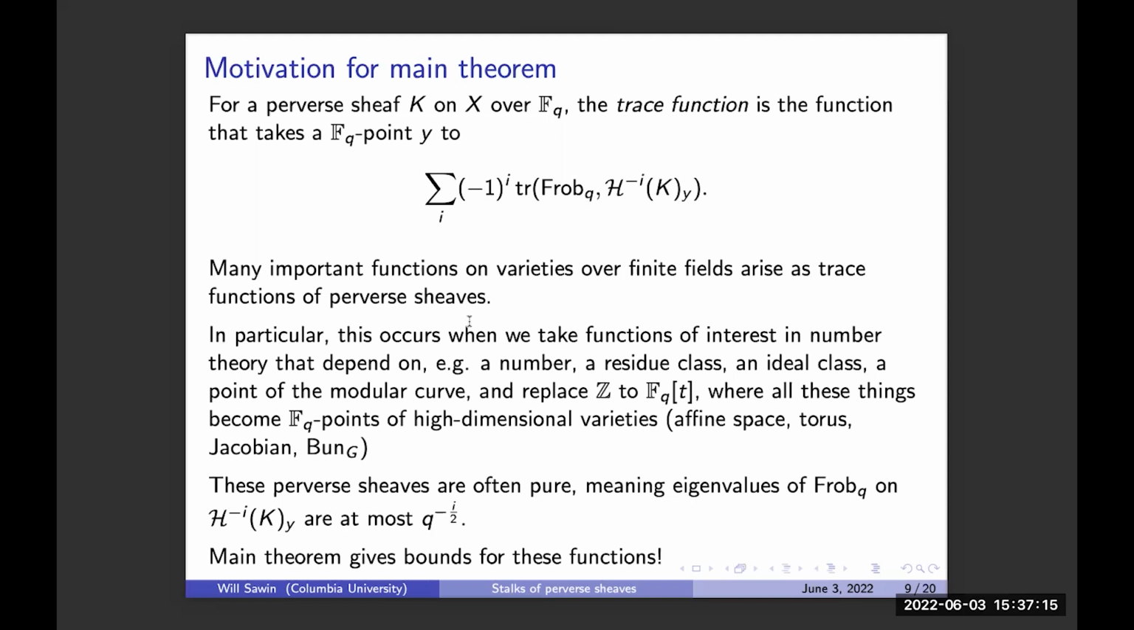So a lot of times we can take functions of interest in number theory that depend on, say, a number or some other kind of arithmetic object. And we can consider analogous functions where we replace all notions of integers with polynomials over a finite field in one variable. And then when we do that, an arithmetic object like a number becomes a geometric object like a polynomial that's parameterized by some high dimensional moduli space over a finite field. So polynomials are parameterized by affine spaces. Residue classes are going to be parameterized by some kind of torus, some kind of algebraic group, or invertible residue classes at least.